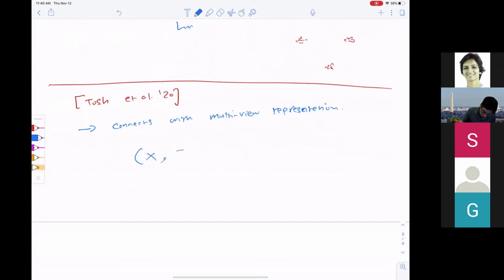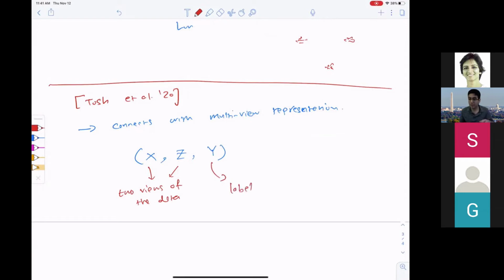Let's say X and Z, they are two views, and Y is my label. So these are two views of the data. Let's say if you have an image, maybe an augmented version of that image, there'll be two views of the same sample. And Y is the true label. If you have a cat, augmented version of a cat, and Y would be the cat label.